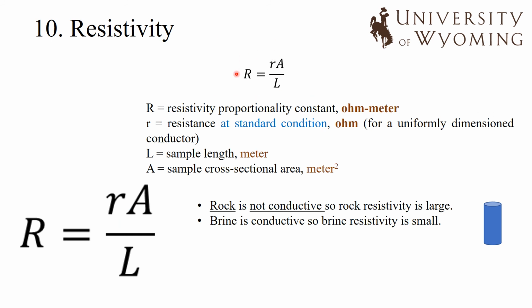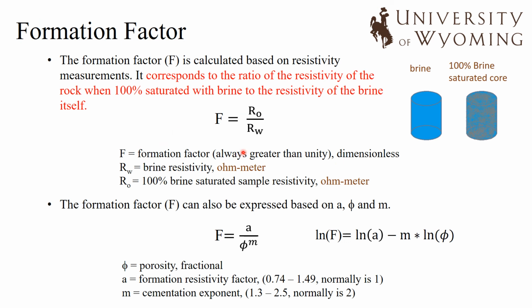So as you see in this equation, we have a resistivity constant in ohm meter, which is equal to the resistance at standard conditions multiplied by the cross-sectional area, divided by the sample length. We know that rocks are generally not conductive, so they have high resistivity, but brines are conductive and have low resistivity, and similarly any other liquids. Let's see what we're going to do in the experiment. So in our experiments, we are going to measure R0.